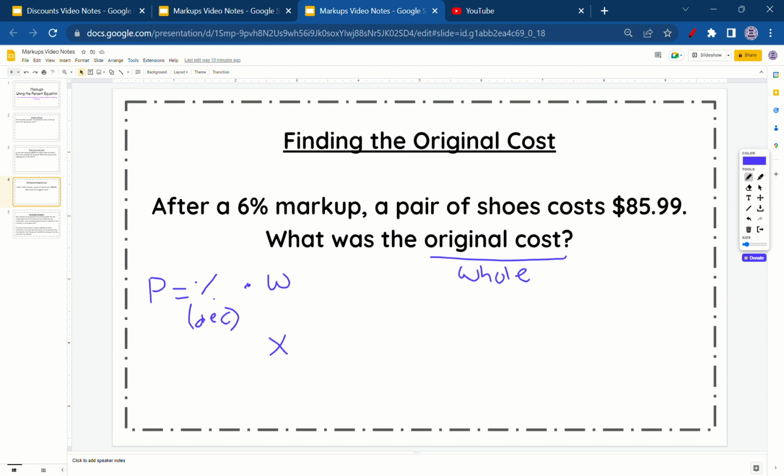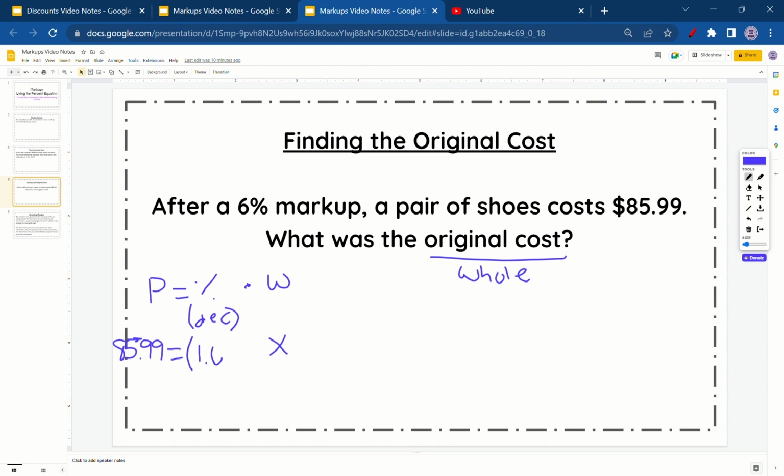That's what we're looking for. A pair of shoes costs $85.99. So our part is $85.99. That was after the markup. Okay, so $85.99 represents the original cost in addition to the markup. And remember, the original cost is always 100%, and here the markup is 6%. So really, $85.99 represents 106% of the original cost.